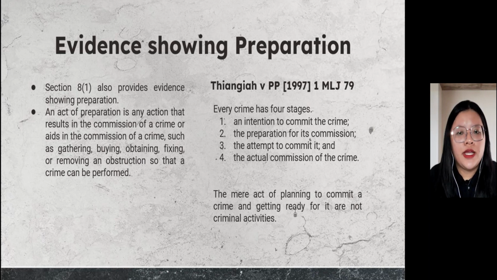In the case of Tianga against PP, every crime has four stages. The first is an intention to commit the crime. Second, the preparation for its commission. Third, the attempt to commit it. The last, the actual commission of the crime. So the mere act of planning to commit a crime and getting ready for it are not criminal activity.